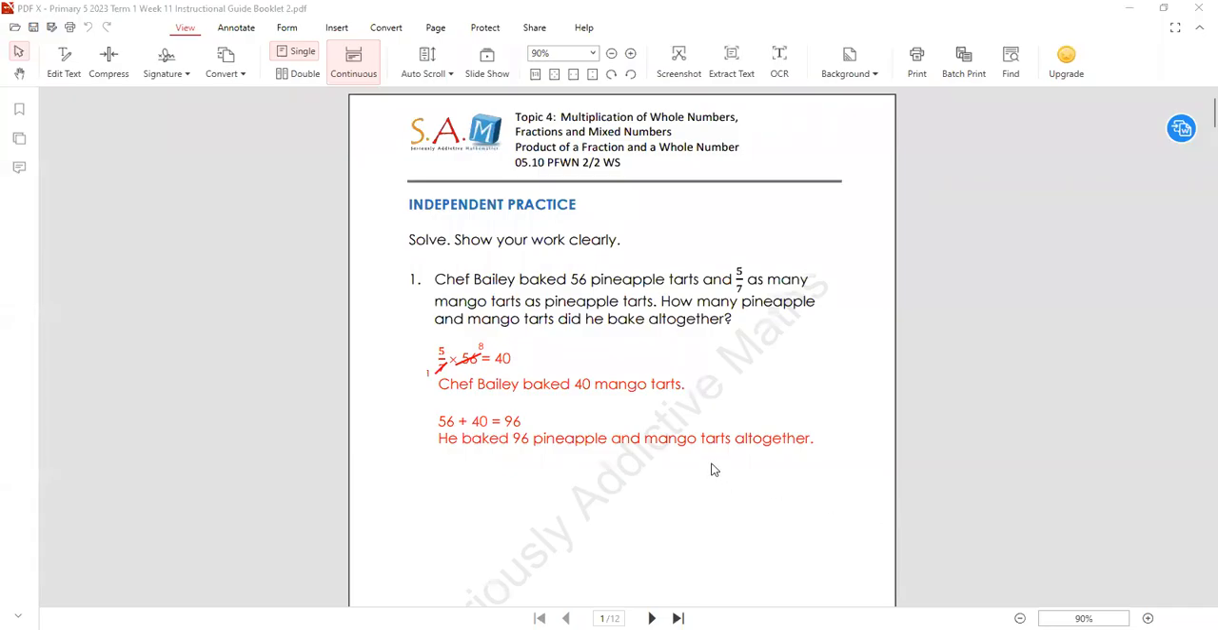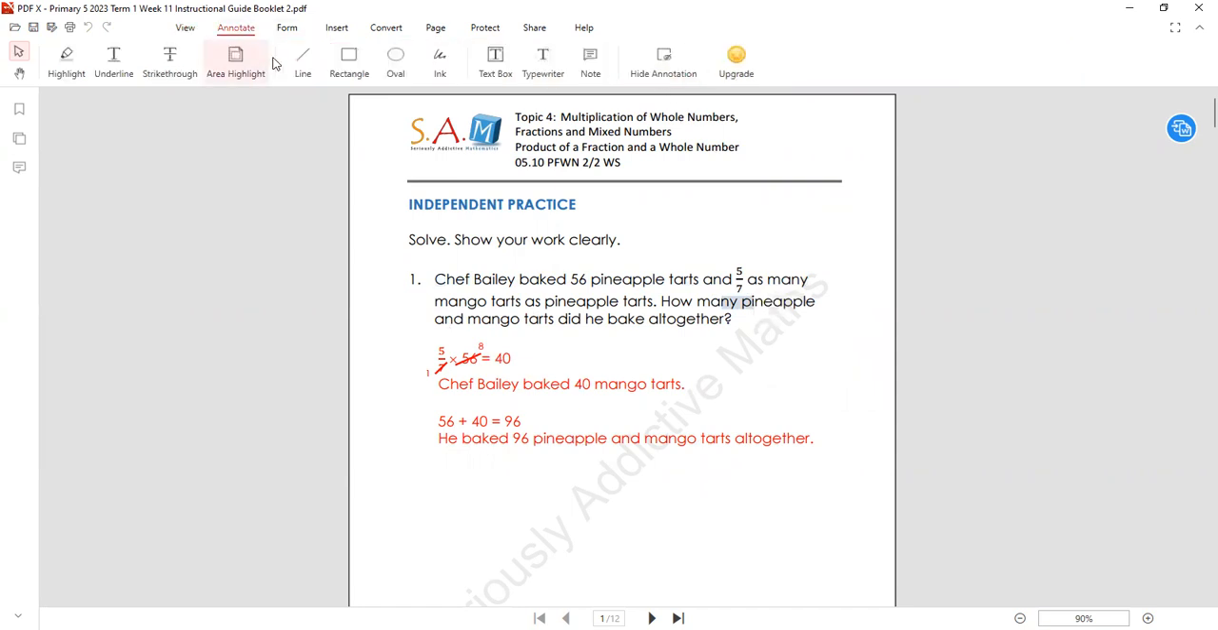So some word problems here, which require 2 steps. So it should be quite okay. Maybe just get them to do the first one, find out how many mango tarts there are. And then the question is how many mango tarts and pineapple tarts, so just add them together. So here the language is this. What they need to take note of is 5/7 as many. Now, 5/7 as many, what does it mean?